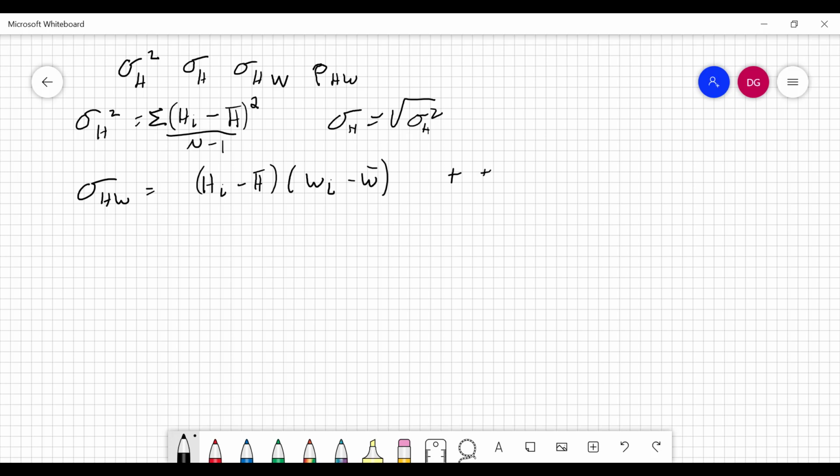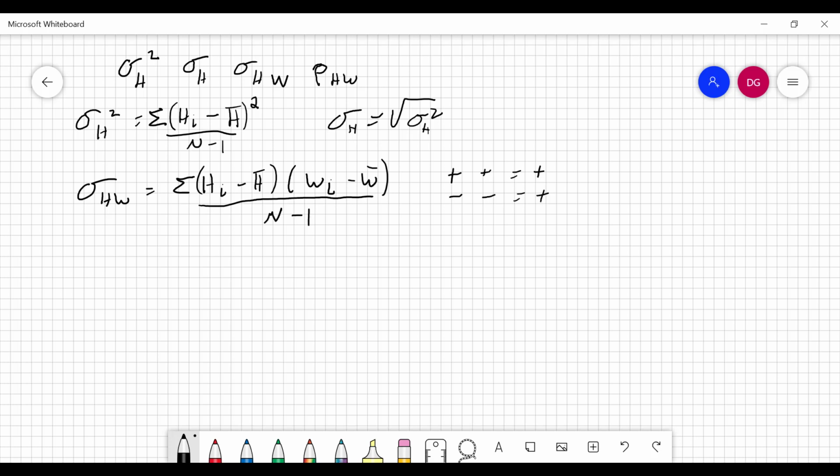When I multiply a positive times a positive, I get a positive number. And if the second person is shorter than average, I'm going to get a negative height deviation. And if the second person is also lighter than average, I'm going to get a negative number. And if I have a negative times a negative, I also get a positive. I'm going to sum these up, and again I'm going to divide by n minus 1.